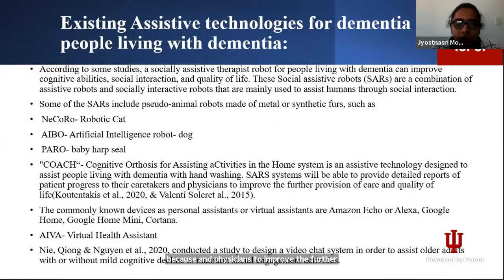The commonly known devices as personal assistants or virtual assistants are Amazon Echo, Alexa, Google Home, Google Home Mini, Cortana. Iwa is a virtual health assistant, recently developed in this COVID-19 scenario, which is mainly helpful for elderly people, not particularly for dementia, but for older adults. And there's another study conducted to design a video chat system to assist older adults with mild cognitive decline and maintain social engagement activities.